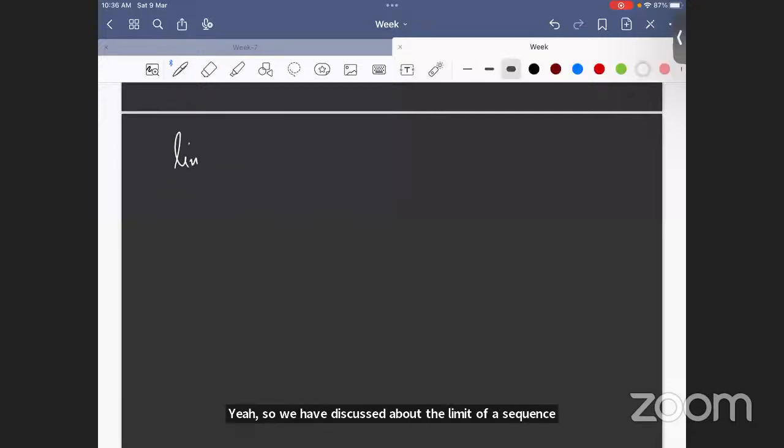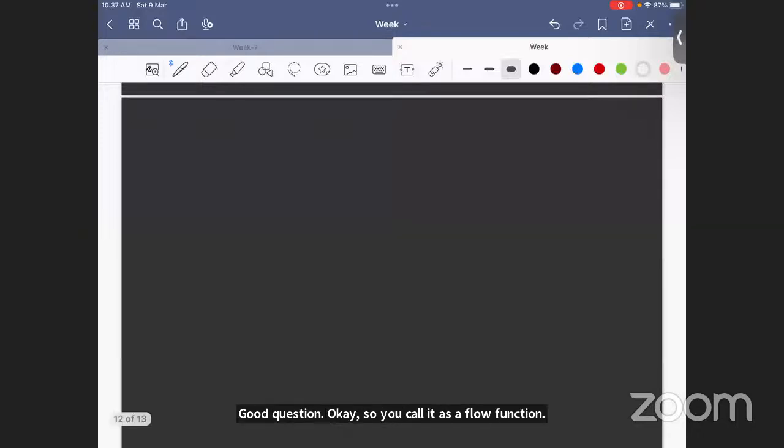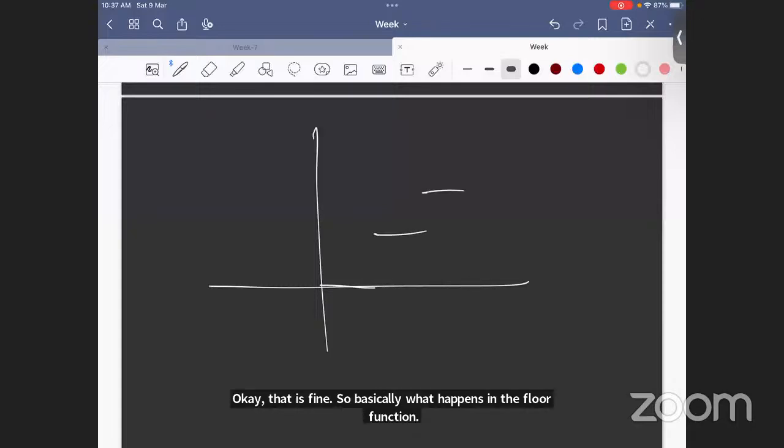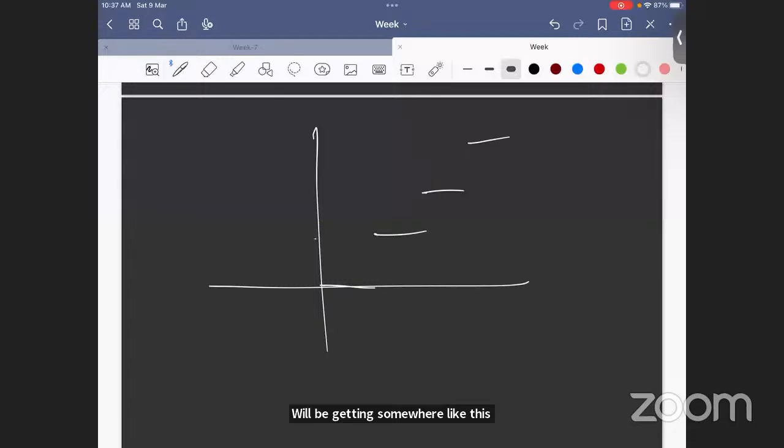Sir, before this, can you please explain the floor function? Okay, after that, we can. This is the GIF function, right? Okay, so you call it the floor function. That is fine. So basically, what happens in the floor function, it will look somewhat like this, right? Okay. So what does that mean?